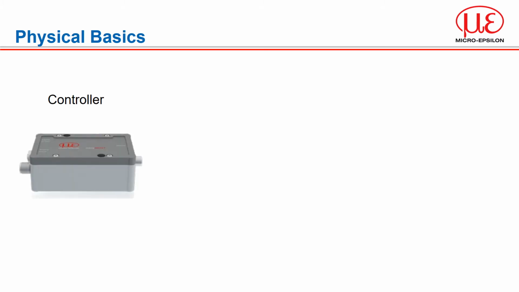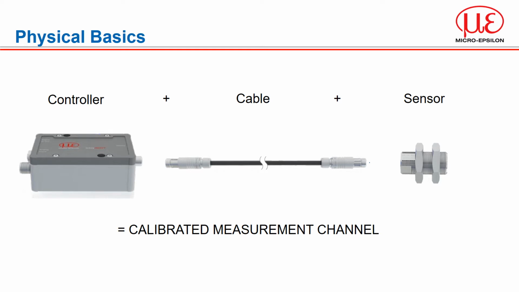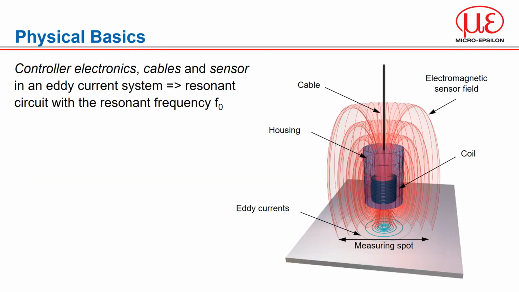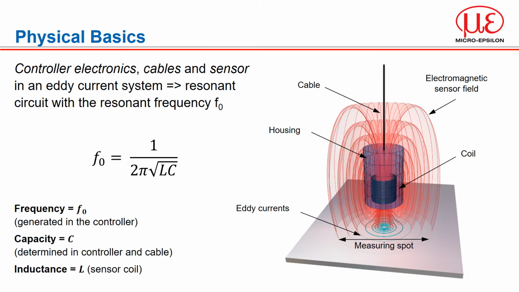The controller, cable and sensor are a complete calibrated channel. The electrical characteristics of each component combined are used to determine the resonant frequency which is needed to create the magnetic field and induce the eddy currents into the target.